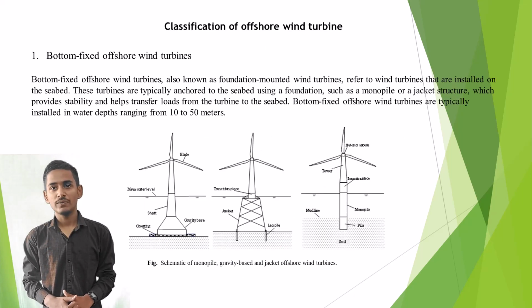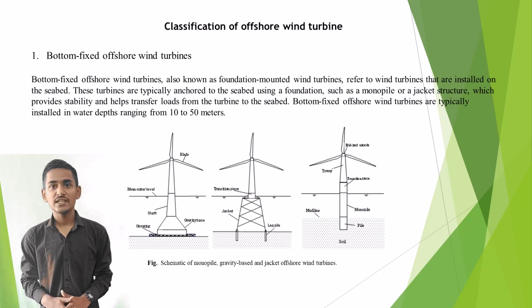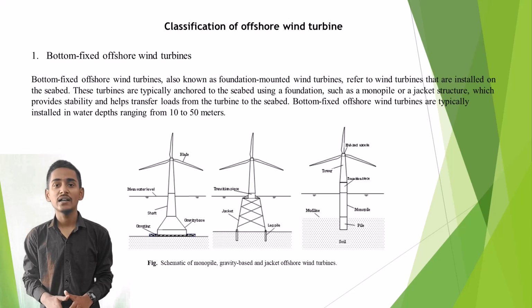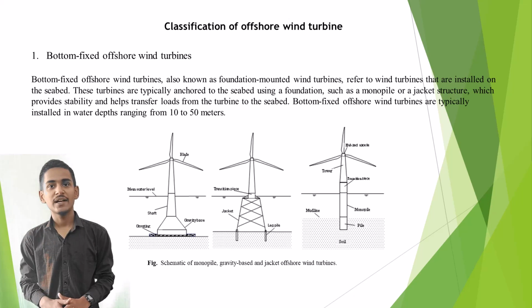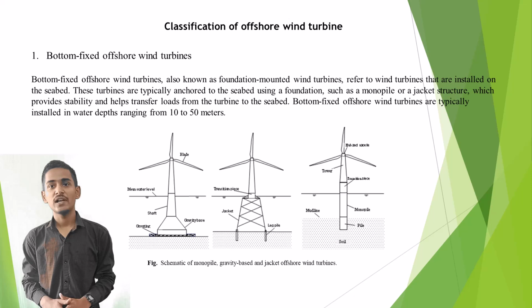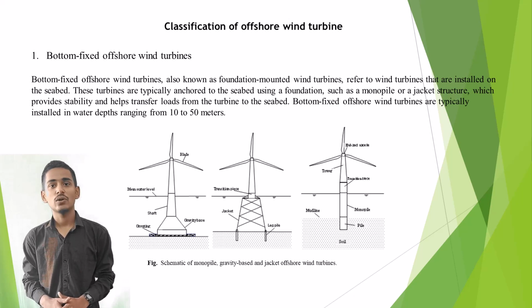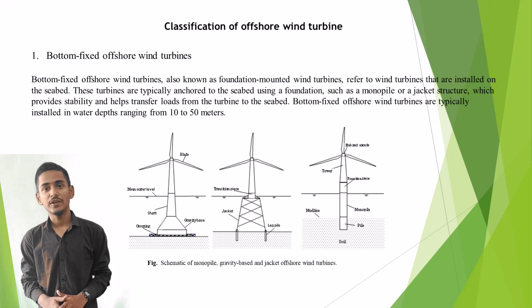Bottom fixed offshore wind turbines. The current offshore wind turbine market is dominated by the bottom fixed offshore wind turbines. Bottom fixed offshore wind turbines, also known as foundation mounted wind turbines, refer to wind turbines that are installed on the seabed. These turbines are typically anchored to the seabed using a foundation such as a monopile or a jacket structure which provides stability and helps transfer load from the turbine to the seabed. Bottom fixed offshore wind turbines are typically installed in water depth ranging from 10 to 15 meters.